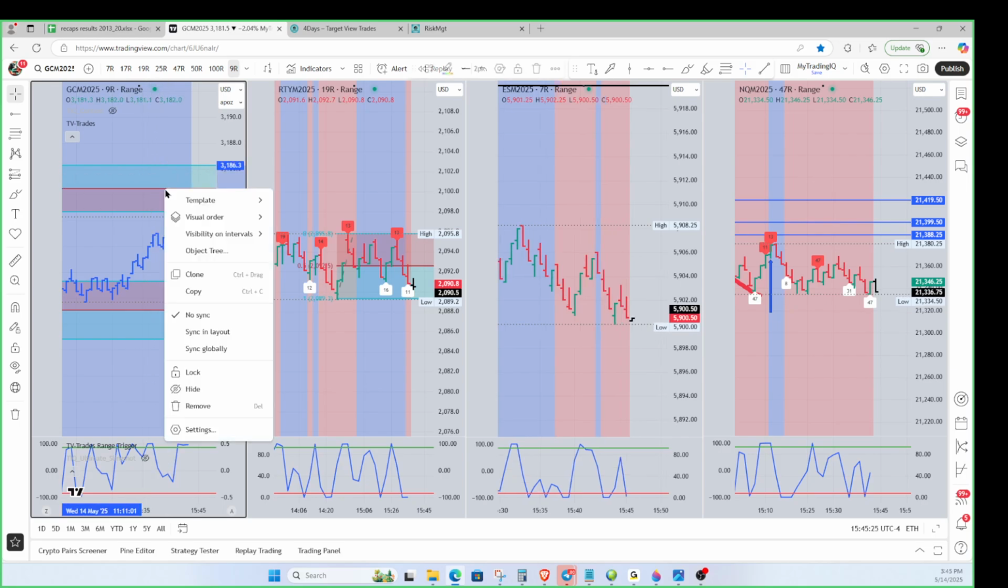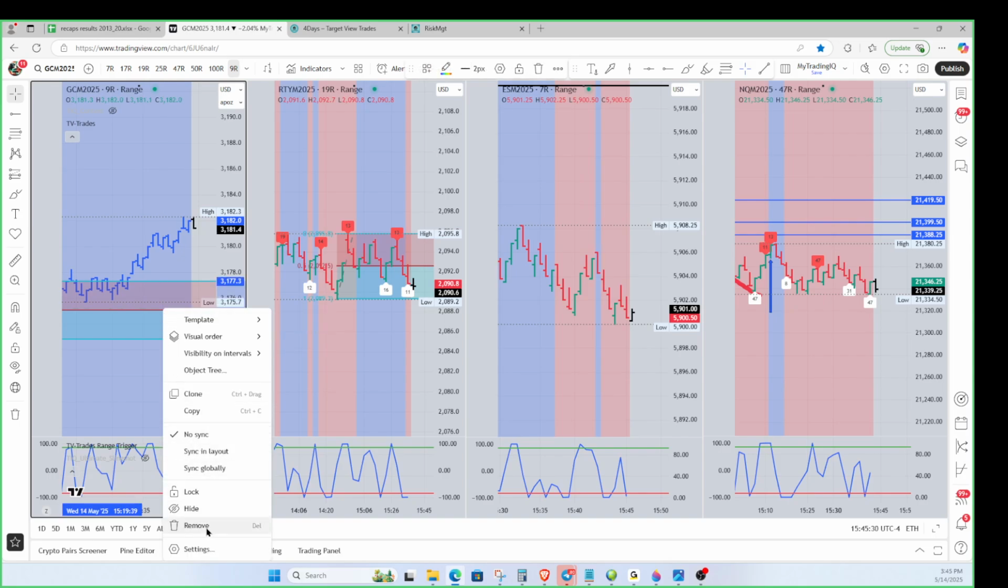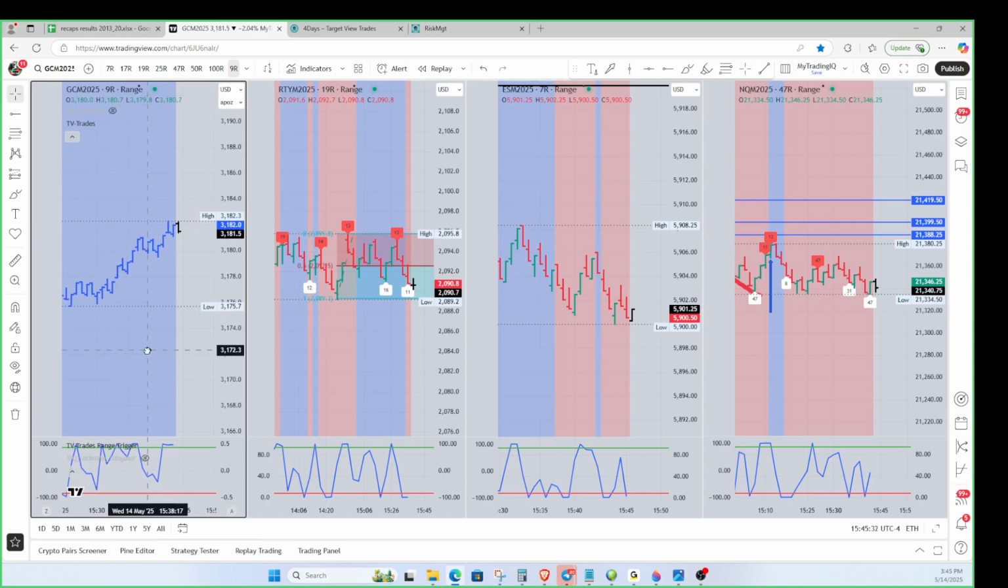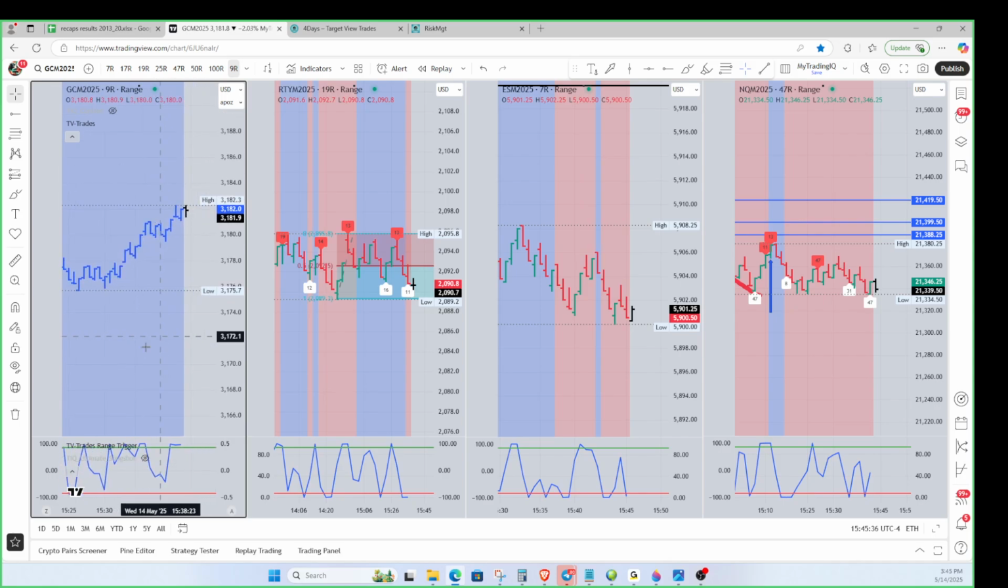The gold over here, let's remove that and remove this. And on the gold right now, we don't really have anything there.